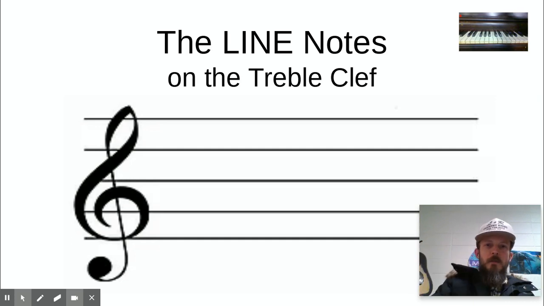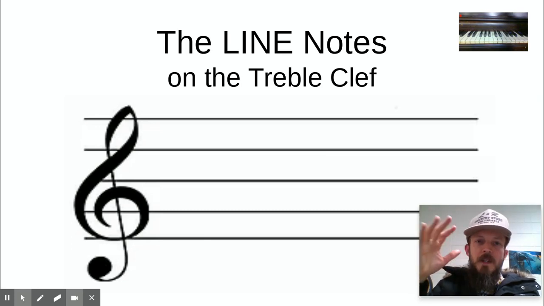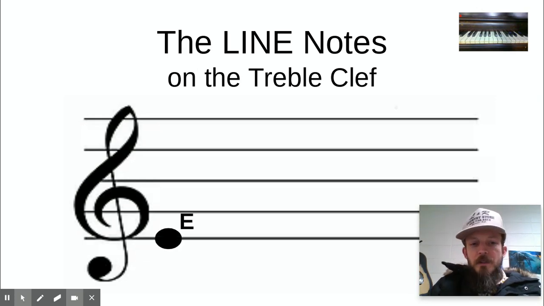The line notes we remember by saying this sentence or a sentence like it in which each word starts with a different consecutive letter of the line notes. What do I mean? Here's one. Every good boy does fine. So the first letter of every is E. That is the first letter on the bottom line.